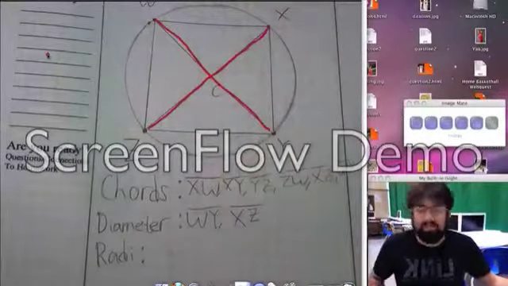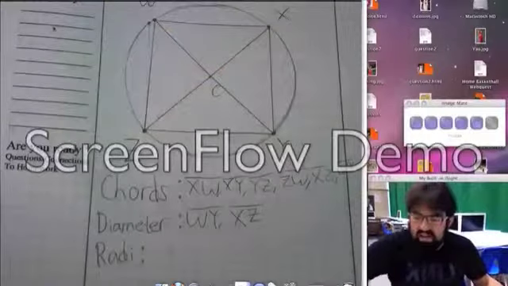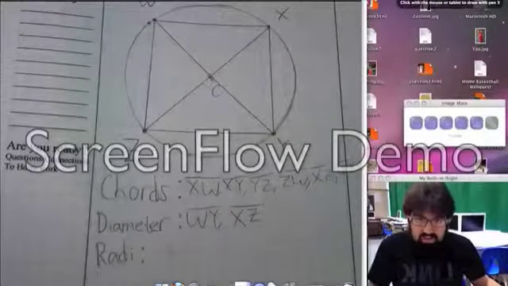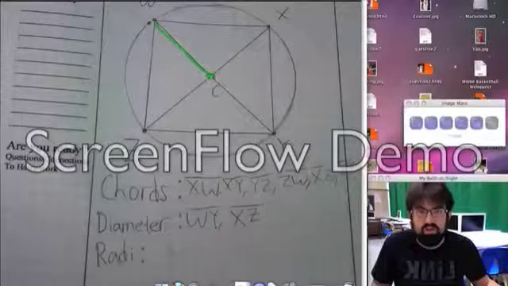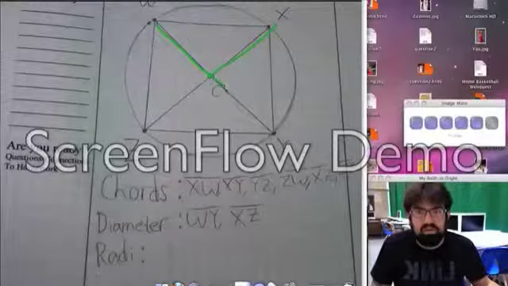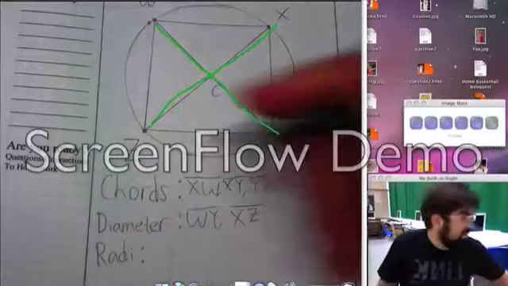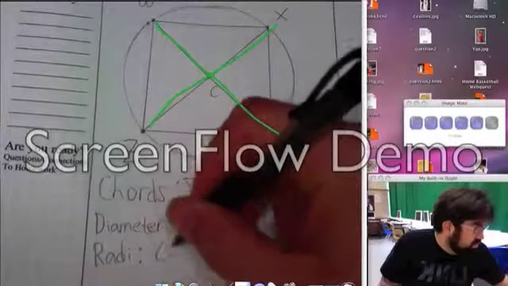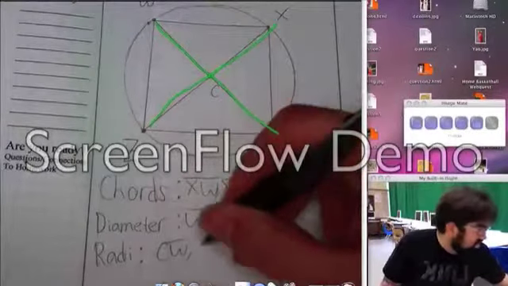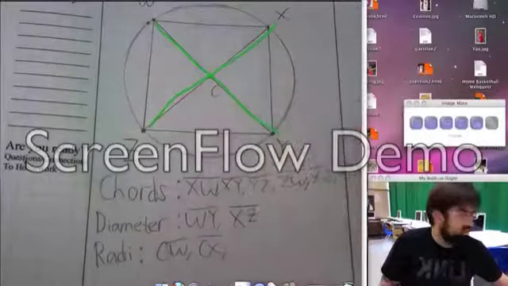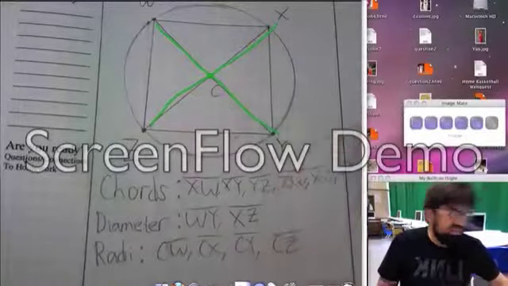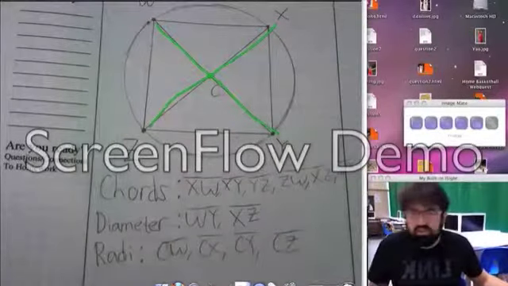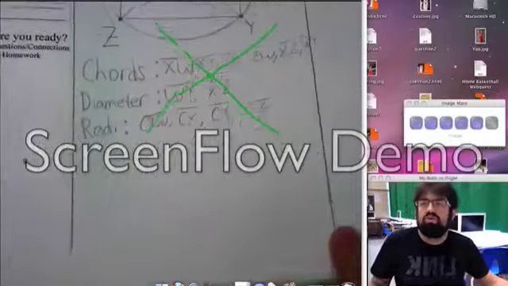Those are diameters. Now radii. They have to start here in the center. So I'm going to start right there. I'm just going to keep my pencil. I'm going to go, where's 1, 2, 3, 4. Here we go. We got the CW. Get it? Never mind. CX. CY. And CZ. A lot of information, a lot of questions we come up on that.